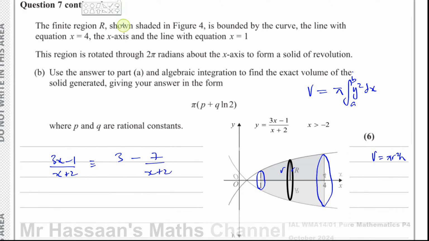Do they in fact have cylinders here? Do they have 3D shapes here? I'm not sure.